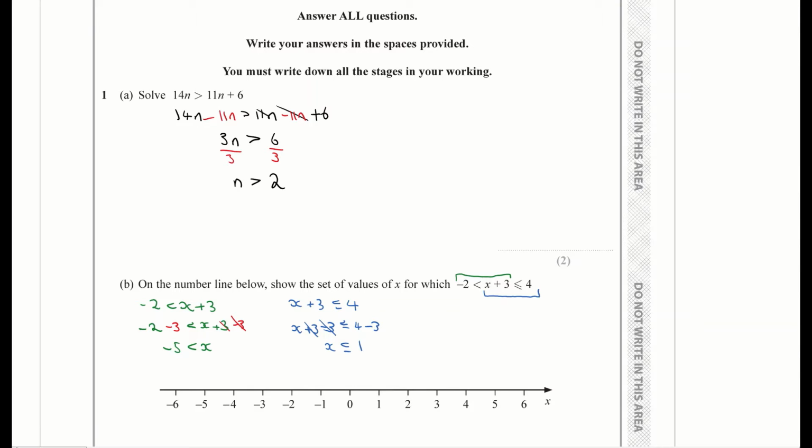Now I need to graph that on the number line, so I'm drawing the real numbers. So x less than or equal to 1, that's going to be a solid dot. And that's going to negative 5, which is less than x, so that's going to be an open circle because it's not equal to. And then I'm going to connect the two of them together by drawing a solid line between the two. So just make sure that you have the solid dot for the equal to part and an open circle for the less than part. That's question 1.